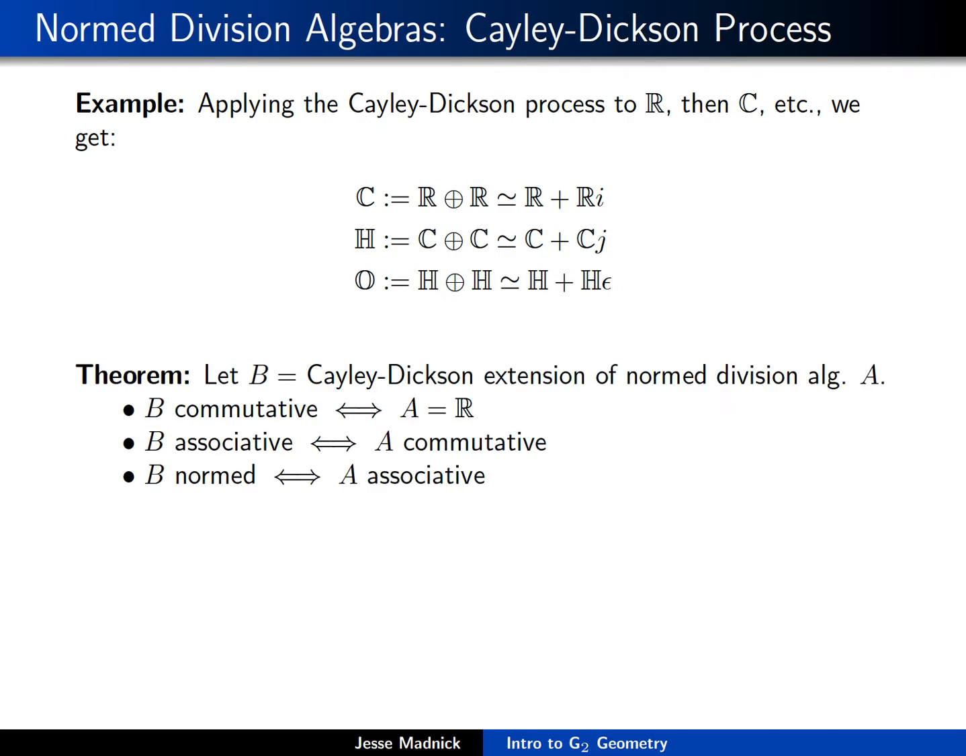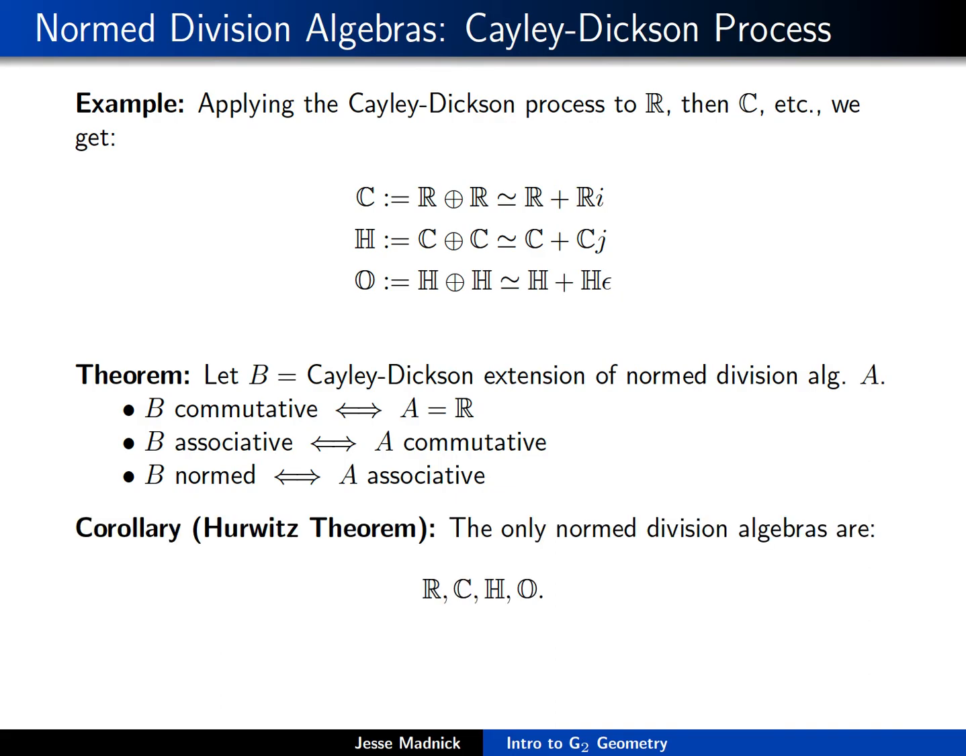And you might think that this process goes on forever, but it doesn't. Basically, every time you do the Cayley-Dickson process, you lose some nice algebraic property. So the theorem is this: if B is the Cayley-Dickson extension of a normed division algebra A, then B is normed if and only if A is associative. But B is associative if and only if A is commutative, and B is commutative if and only if A is the real numbers. So these three facts really greatly limit the space of all normed division algebras in a really significant way. There's only 4 of them.